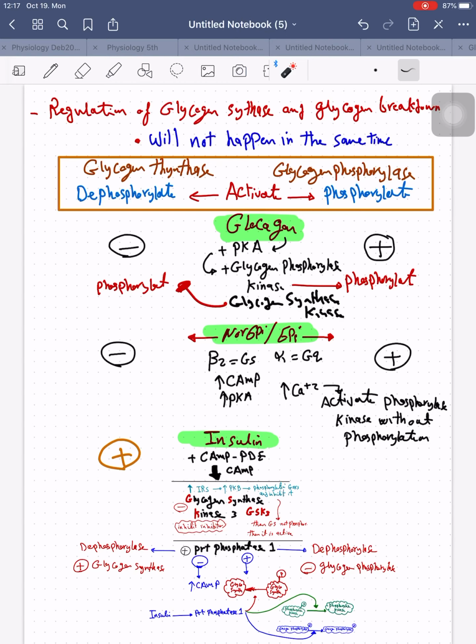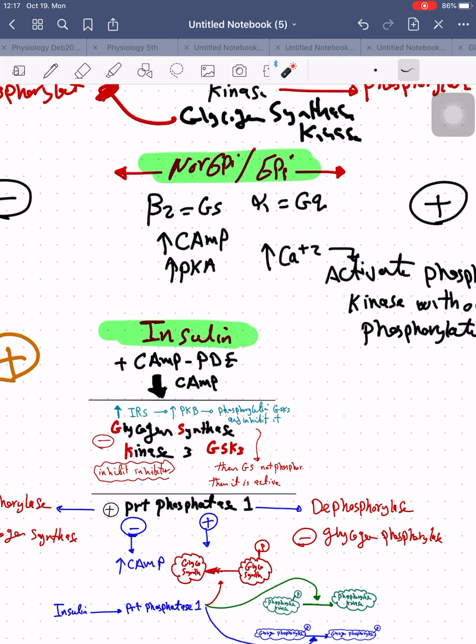First of all, insulin will be released. The receptor of insulin is called receptor tyrosine kinase, which will activate many kinases. One of the enzymes activated after insulin comes is called cyclic AMP phosphodiesterase. What happens? Phosphodiesterase will convert cyclic AMP to AMP. So we can say insulin decreases cyclic AMP.